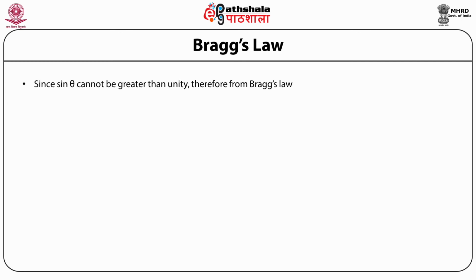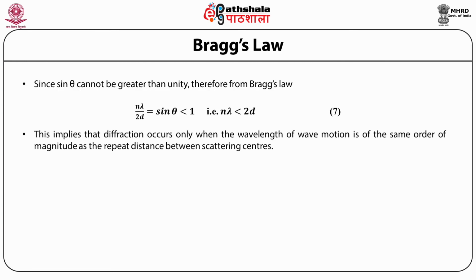Since sin theta cannot be greater than unity, we can obtain from Bragg's law n lambda divided by 2d equals sin theta, which is less than 1. That is, n lambda is less than 2d. Let's call this equation 7. This implies that diffraction occurs only when the wavelength of the wave motion is of the same order of magnitude as the repeat distance between scattering centers.